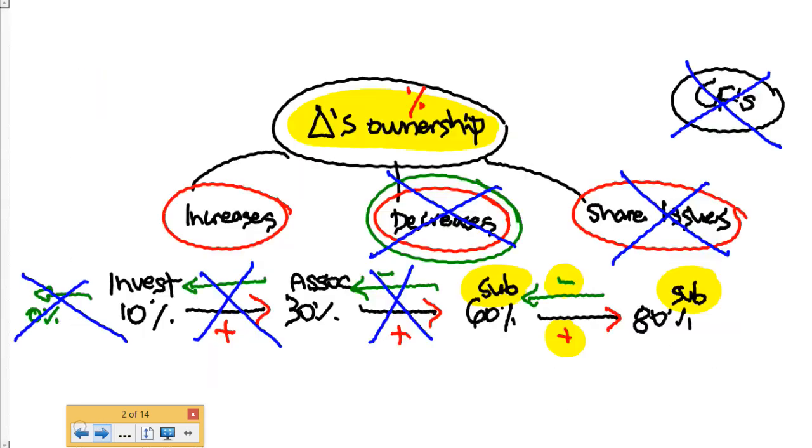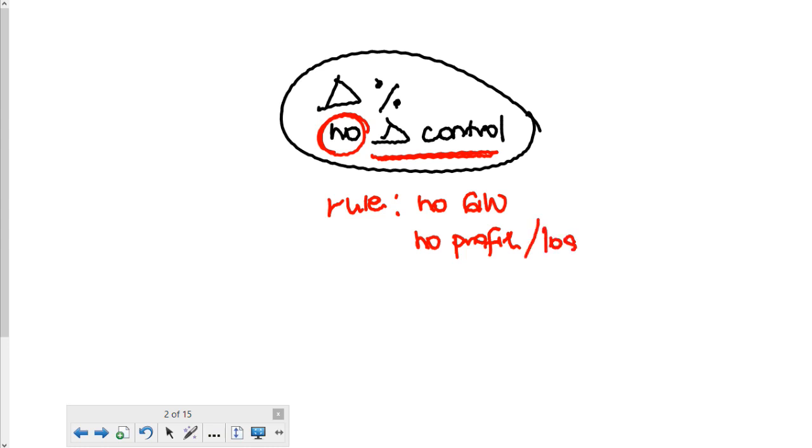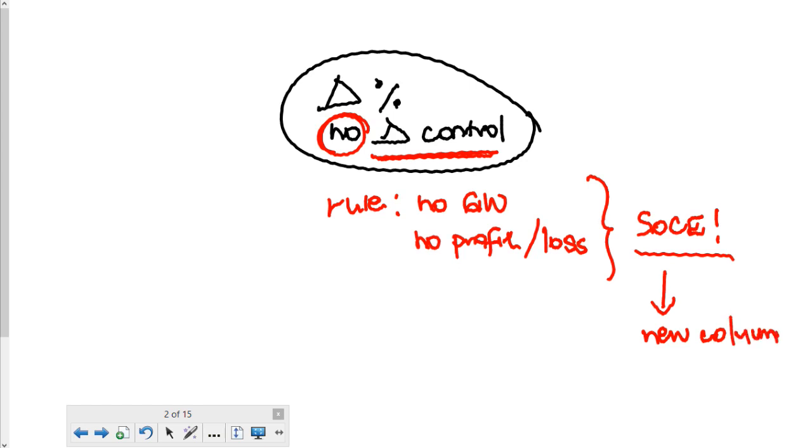So let me just remind you of the rules, and we can look at it from the other perspective. So when there's a change in percentage, but no change in control, so in other words, it was a subsidiary and it stays a subsidiary, yeah? A change in percentage, no change in control. The rule is that there's no goodwill, there's no profit or loss, and the rule is that it goes into the statement of changes in equity. There's a new column that goes into that statement of changes in equity. That new column is called changes in ownership.